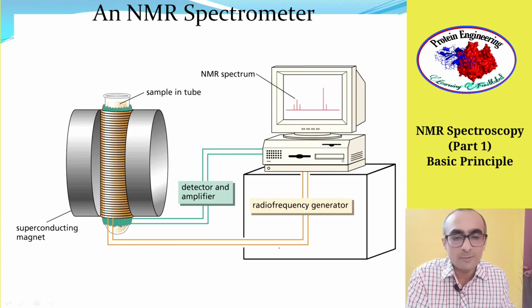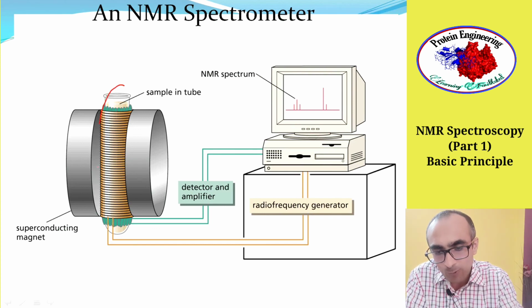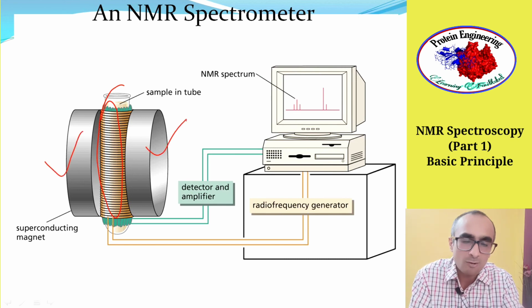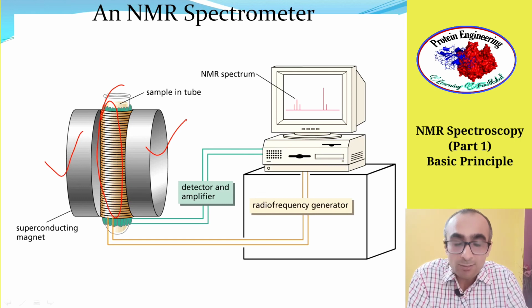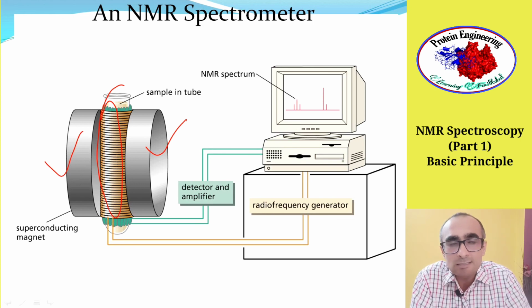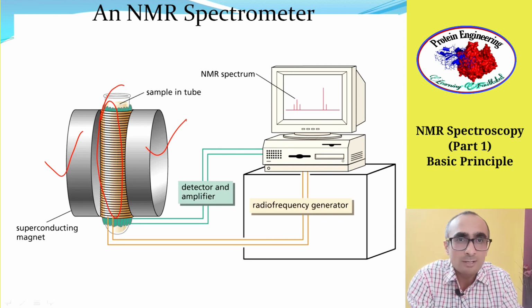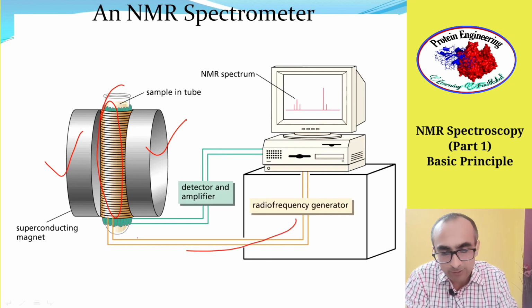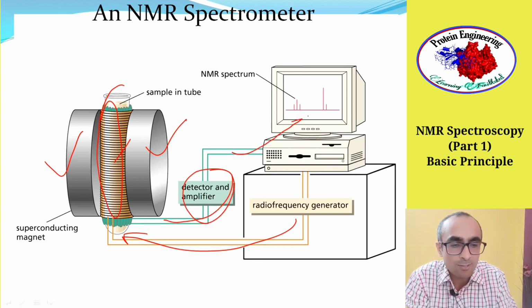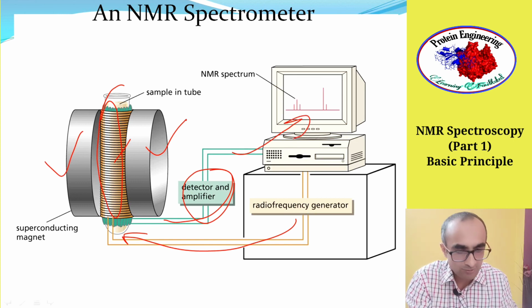In a typical NMR spectrometer, you have a sample tube where you keep a sample, surrounded by a superconducting magnet. Magnets of different strengths are available. For example, I think these days magnets up to 1500 megahertz frequency are available, which are used for determination of the structure of molecules. Then you have a radio frequency generator. You give a radio frequency pulse to the sample, and the emitted frequency is detected by the detector, amplified and recorded by a computer, which shows the NMR spectra.